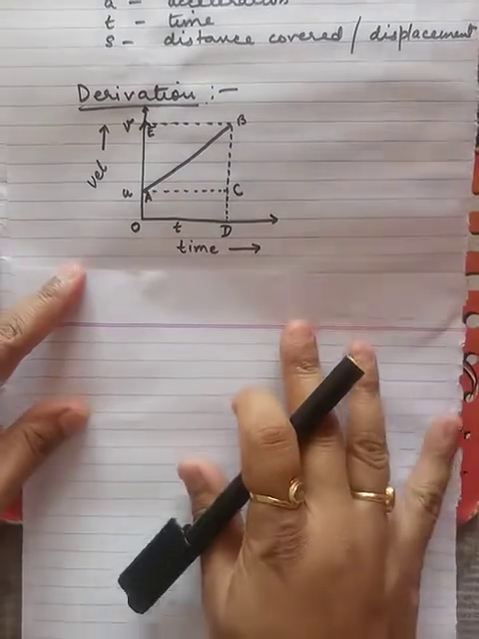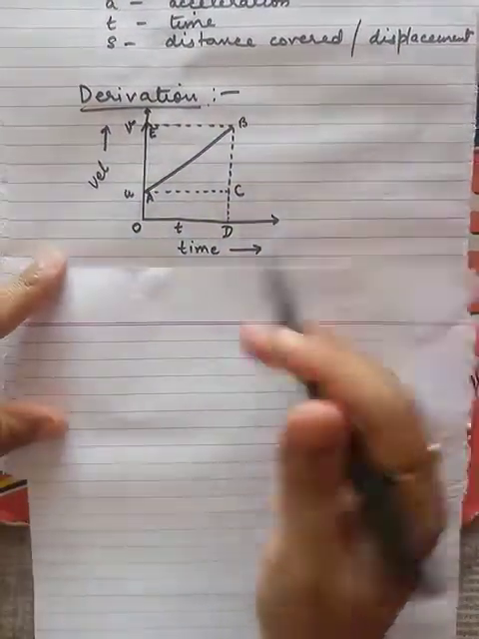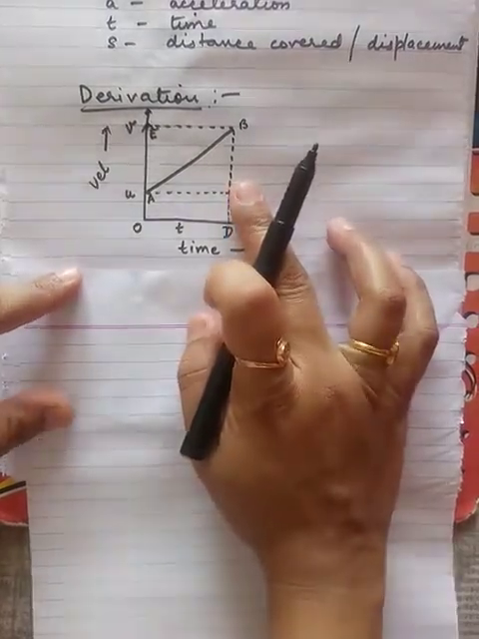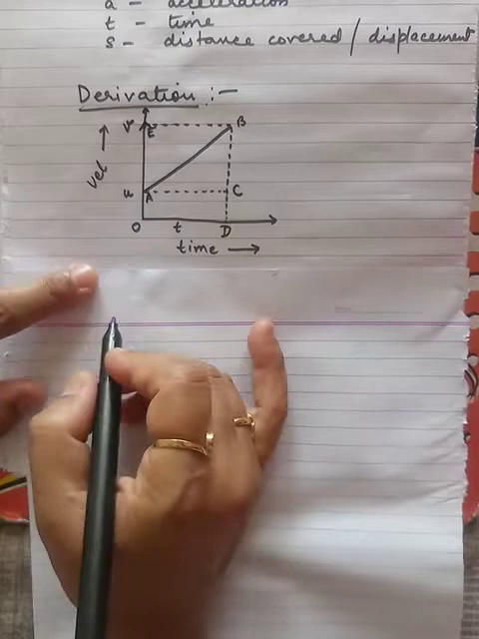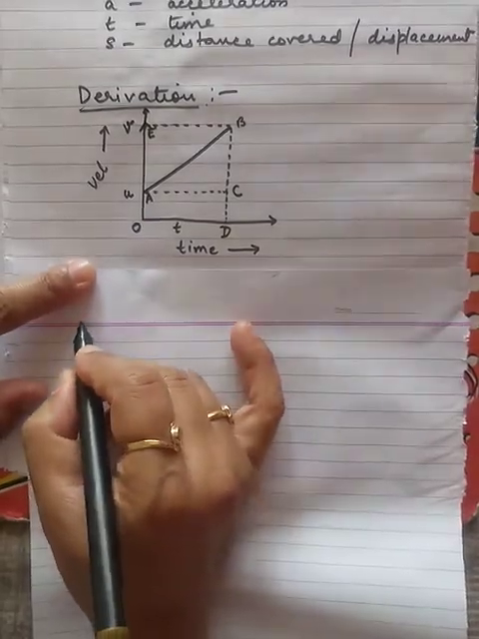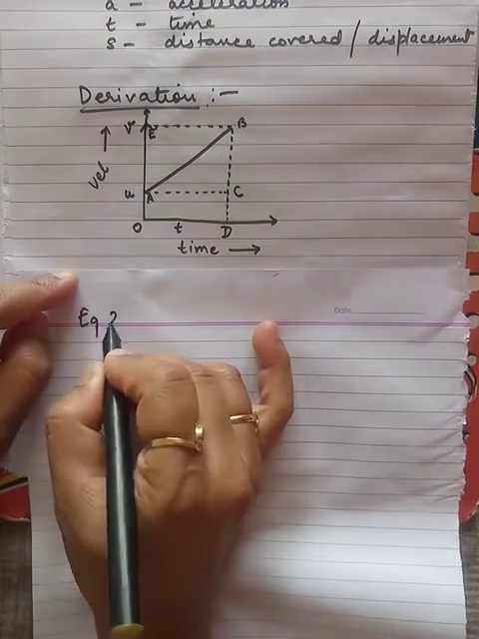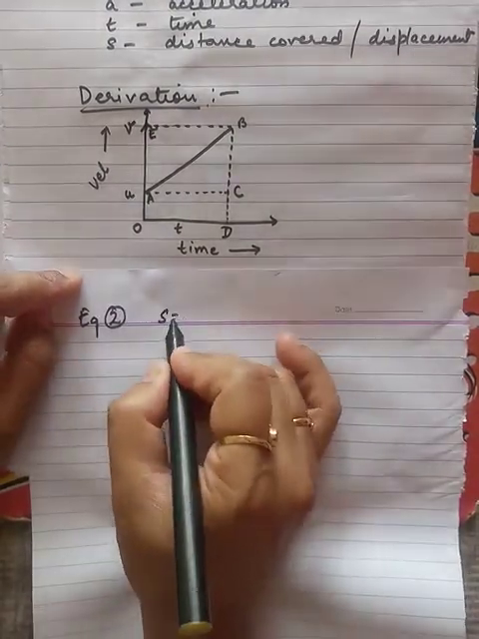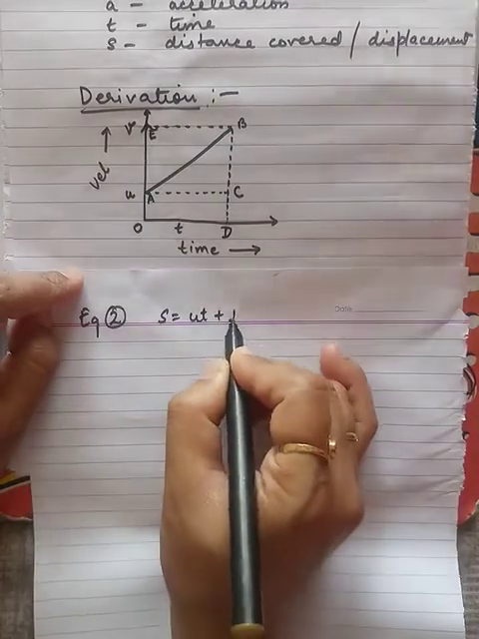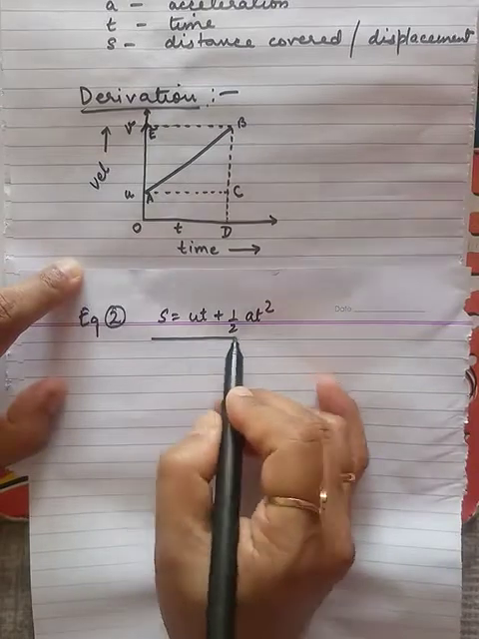Now come to equation number 2. We will be using the same graph, so I am taking the same graph for reference. I am not drawing it on the next page. So the second equation of motion, equation number 2, was S is equal to ut plus half at square. This equation we have to derive now.